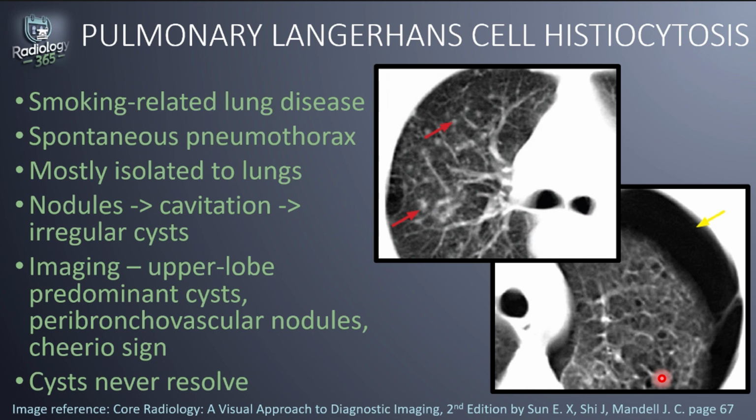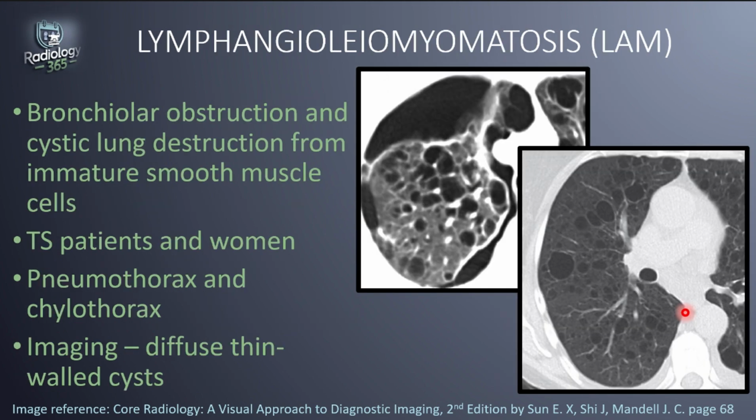So in these images, these CT scans show pneumothorax here and also clearly delineate these upper lobe predominant cysts. You can see multiple irregular cysts in the upper lobe, and then lower down we see multiple nodules. This was a case of pulmonary Langerhans cell histiocytosis, and we clearly see nodules and cysts as its presentation on CT. The next one we'll talk about is lymphangioleiomyomatosis, LAM.